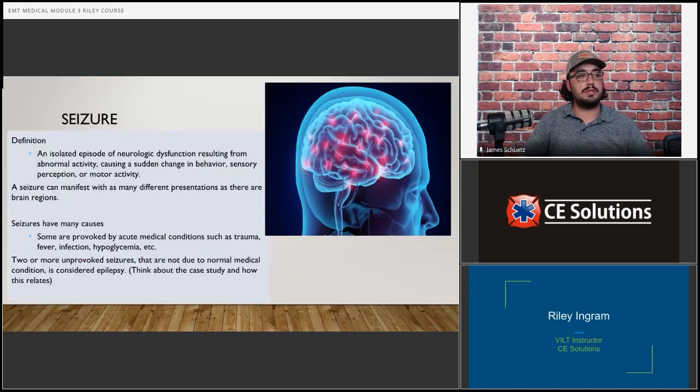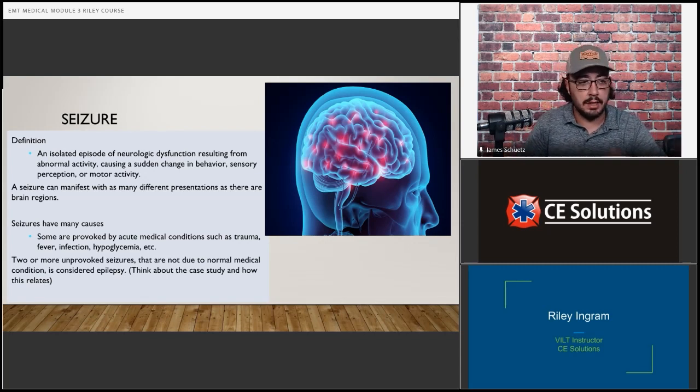All right. So, what is a seizure? It's going to be an isolated episode of neurologic dysfunction resulting from abnormal activity causing a sudden change in behavior, sensory perception, or motor activity. All right. This can manifest with as many different presentations as there are brain regions. So there's a lot of different possibilities here, okay?